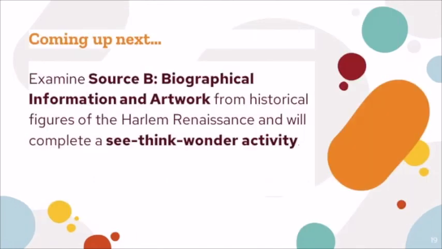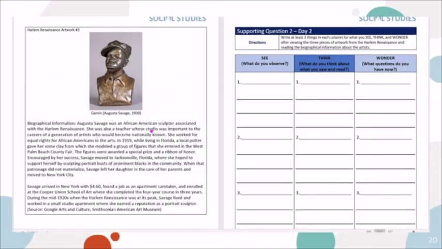Coming up next, you're going to examine Source B, biographical information and artwork. So tomorrow, you're going to be looking at historical figures of the Harlem Renaissance and will complete a See, Think, Wonder activity. The Day 2 activity requires you to examine Source B, which has biographical information and artwork from historical figures of the Harlem Renaissance. The See, Think, Wonder activity is a graphic organizer that allows you to jot down your thought process as you read the text.